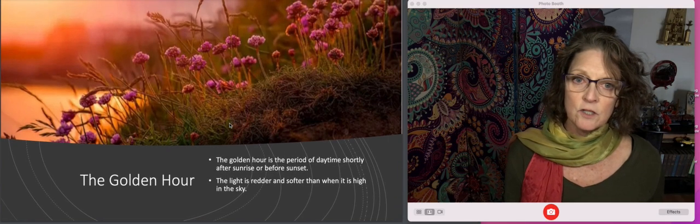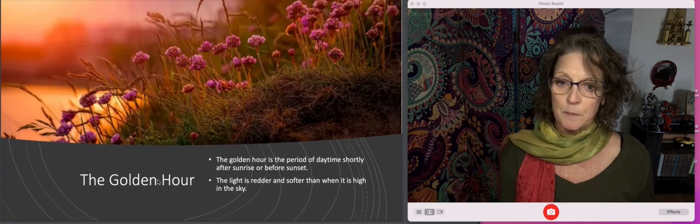So I want to talk to you a little bit about the golden hour. This is the absolute best ambient light that there is. The golden hour is the period of daytime right before sunset or right after sunrise. The sky has a reddish or a pinkish quality to it, or sometimes a golden quality to it, which is why we call it the golden hour. It's a much different quality of light than when the sun is high up in the sky.